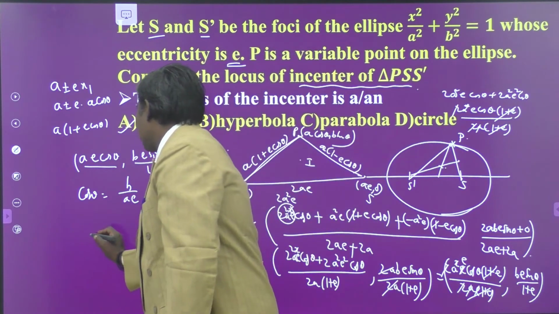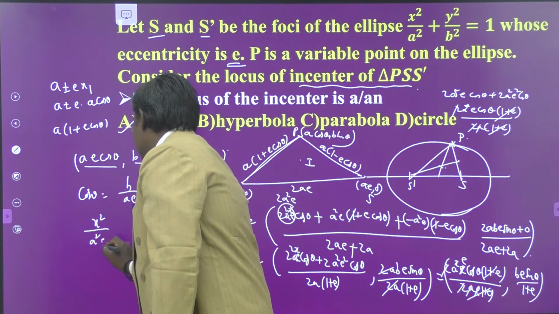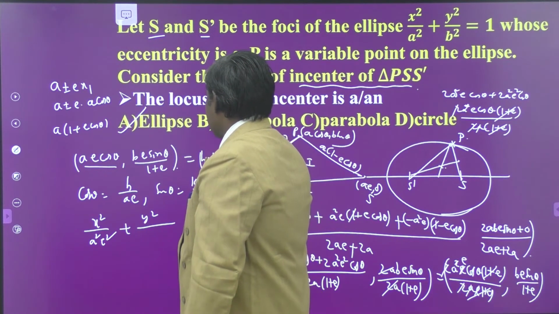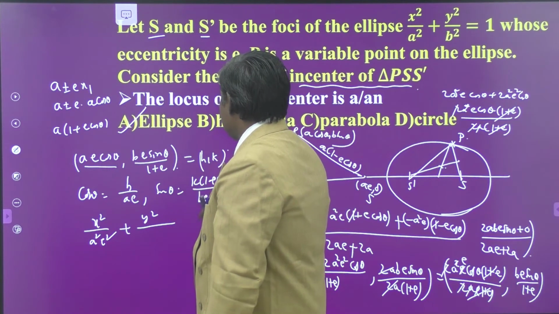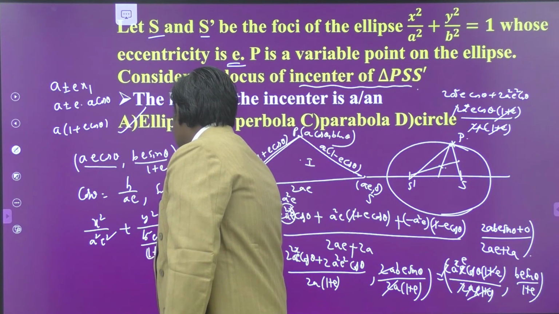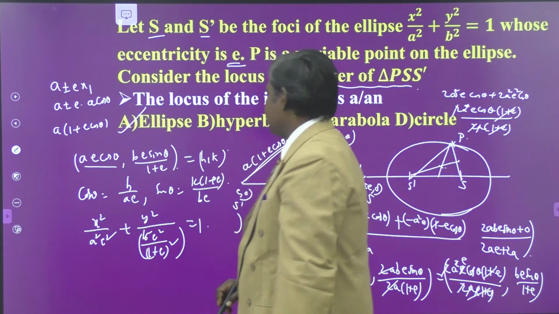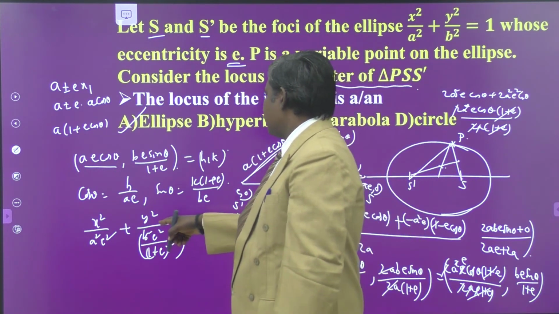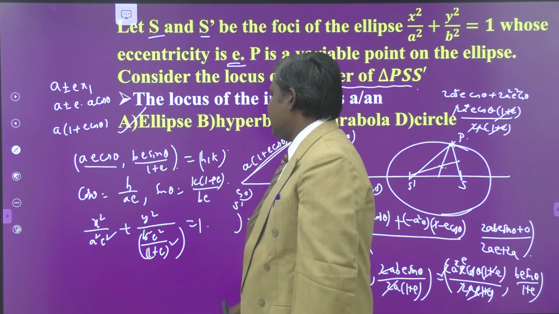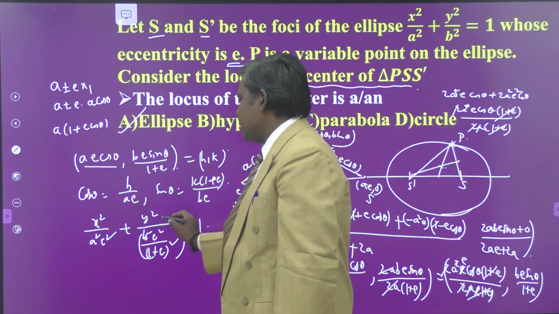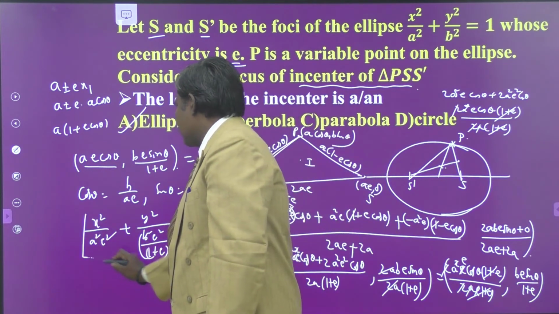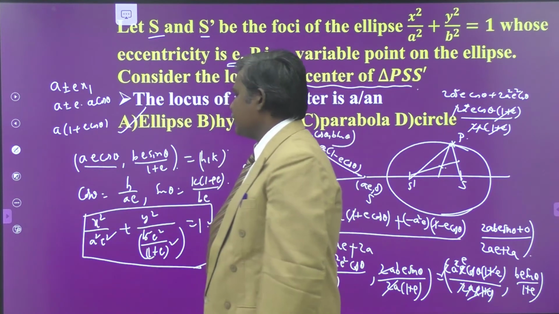So by squaring and adding and then writing the locus, x square by A square E square plus y square by B square E square by 1 plus E whole square is equal to 1. So this is the locus. Instead of K you have to write y. 1 plus E can be written in the denominator also. Is it an ellipse or not? The required locus is an ellipse.